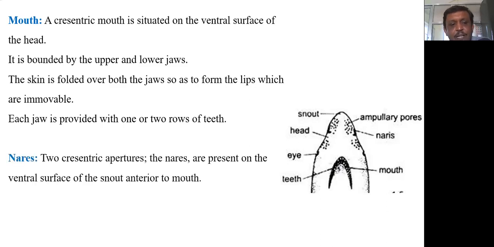Now the second part, that is the nares. Here in the diagram we have labeled the nares. There are two concentric apertures present on the ventral surface of the snout, anterior to the mouth. In the diagram, here is the mouth, and anterior to the mouth over the snout, these are two concentric openings, referred to as nares or nostrils.